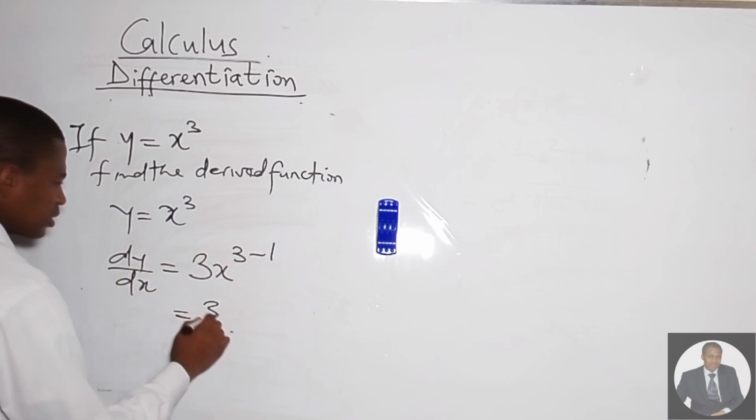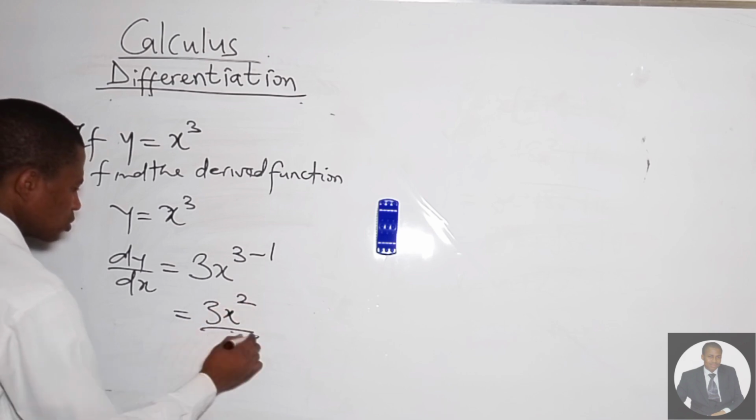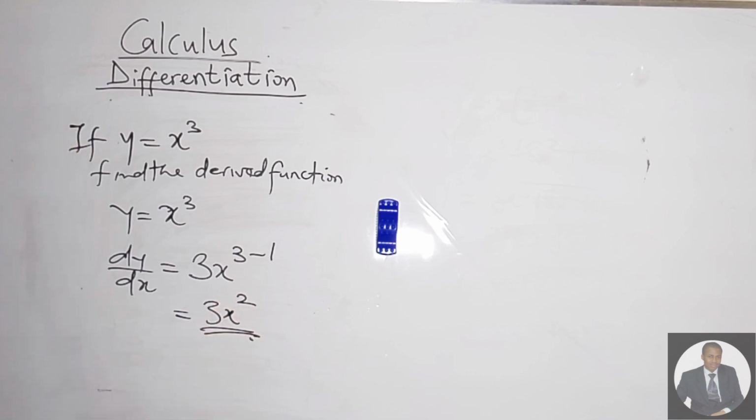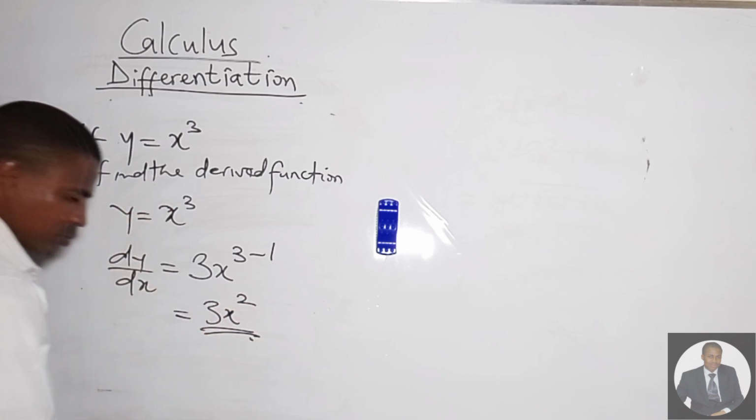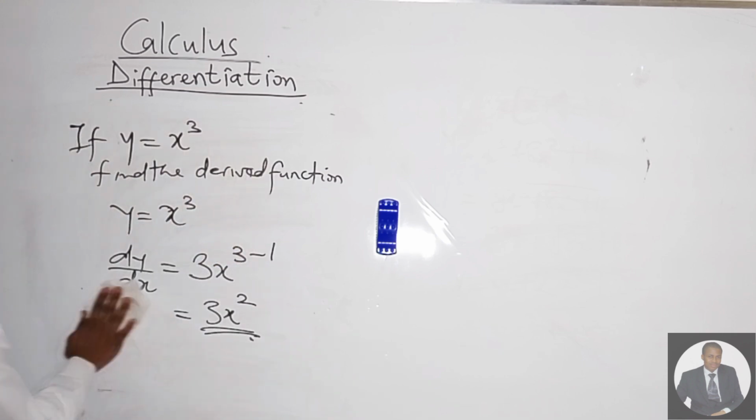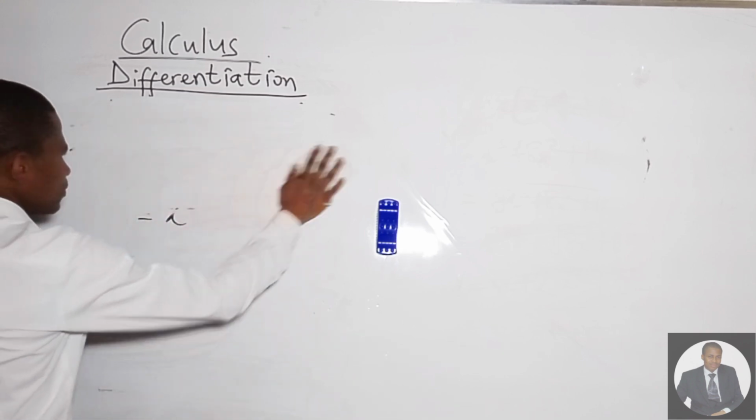So what do we have? 3x raised to power 2. That becomes our dy/dx of x raised to power 3. Let's look at another question.